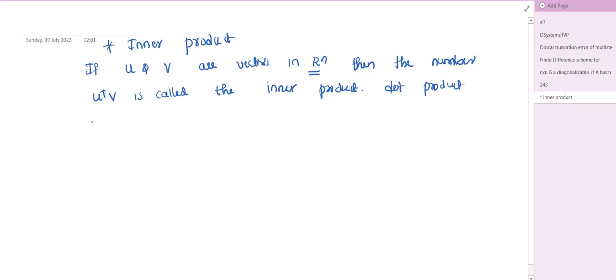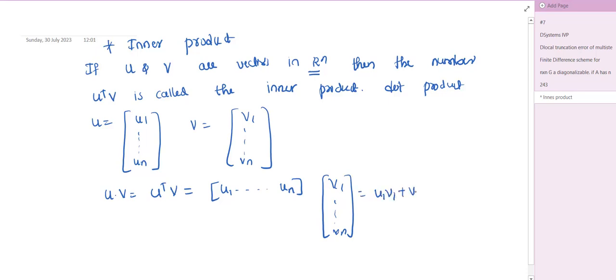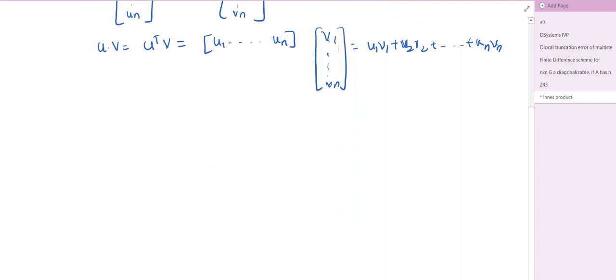So basically, if you have a U vector, say U1 to Un, and you have a V vector, say V1 to Vn, then the dot product U dot V is nothing but U transpose into V. This is U transpose, U1 to Un, and V1 to Vn. If you consider, it is simply U1 V1 plus U2 V2 and so on up to Un Vn. So this is the dot product of the two vectors.